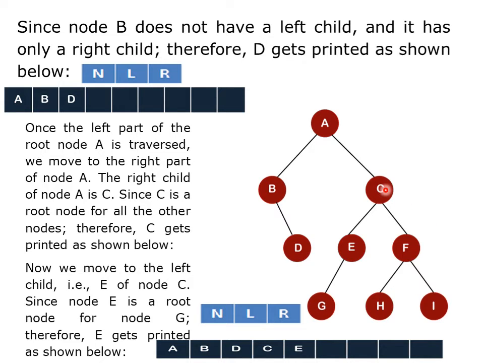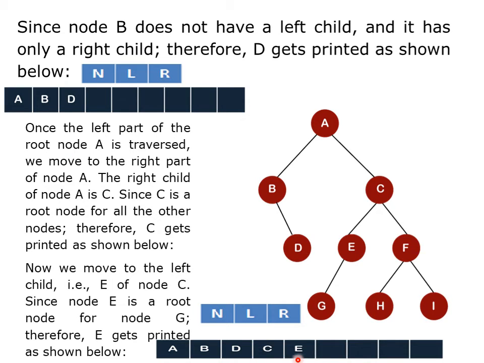Here you can observe that A has a right child C. This C has two children, that is E and F. After that what happens? In C, E has one left child, that is G, but no right child. Now it should move here. First it will move to here. You can see what is there? E, then G. First, before E, which one is the root node? Here you can observe, that is C. That means first C will get printed.